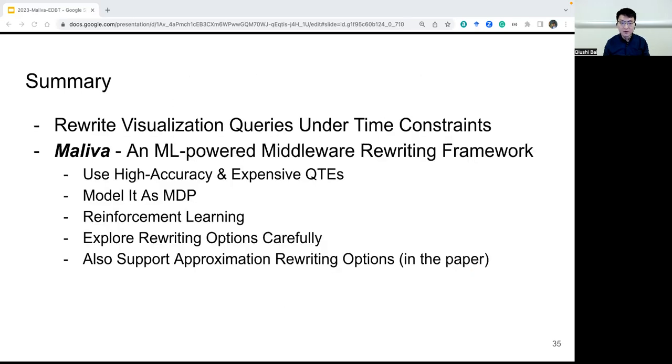To summarize, in this paper, we solved the problem of writing visualization queries under time constraints. Our solution, Maliva, is a machine learning-powered middleware rewriting framework. It uses high accuracy and expensive QTEs. We modeled the rewriting process as a Markov decision process, and use reinforcement learning to train the agent, such that it explores different rewriting options carefully. In the paper, we also extended to support approximation rewriting options.